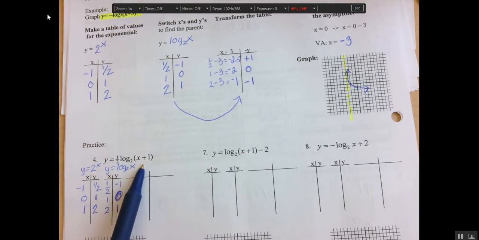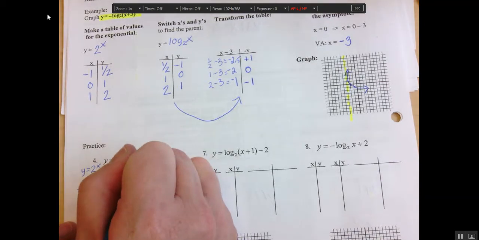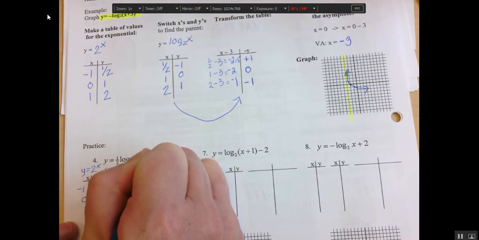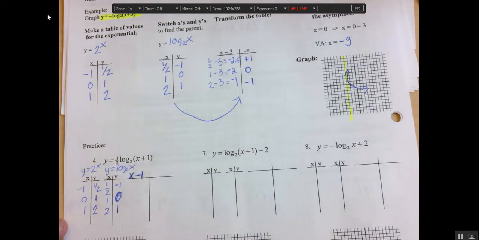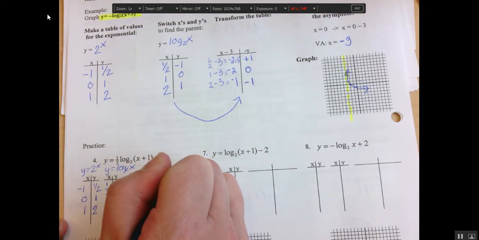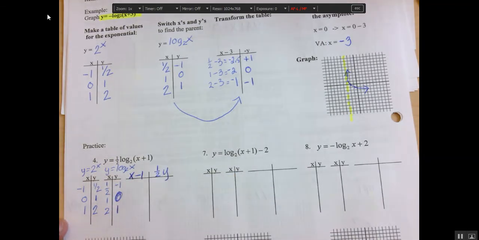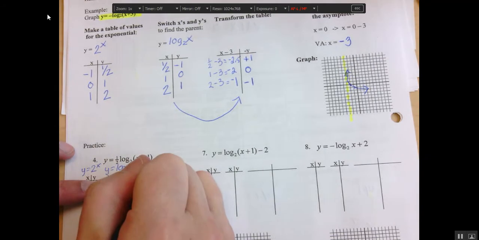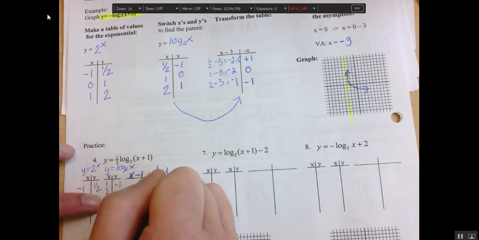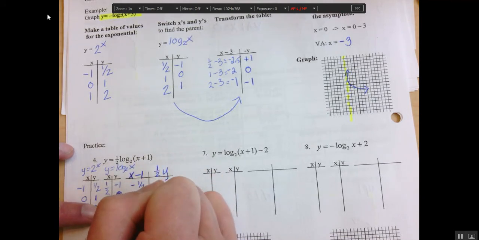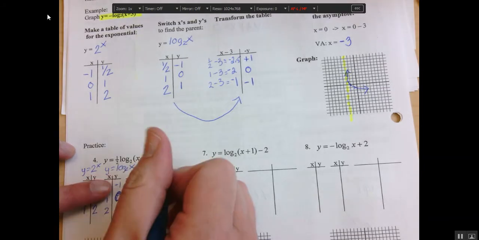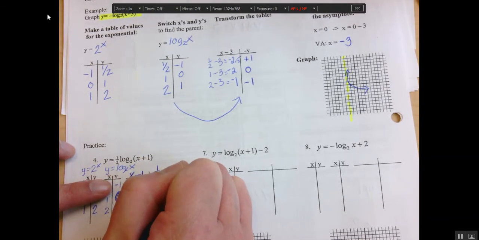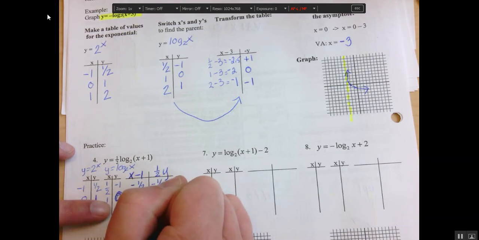What happens to the x? It's -1. So this is going to be x minus 1. What happens to the y? 1/2, good. So 1/2 y. All right, so these are the numbers I'm transforming. 1/2 minus 1 is -1/2. 1 minus 1 is 0. And 2 minus 1 is 1. And half of my y is half of -1, half of 0, and half of 1.